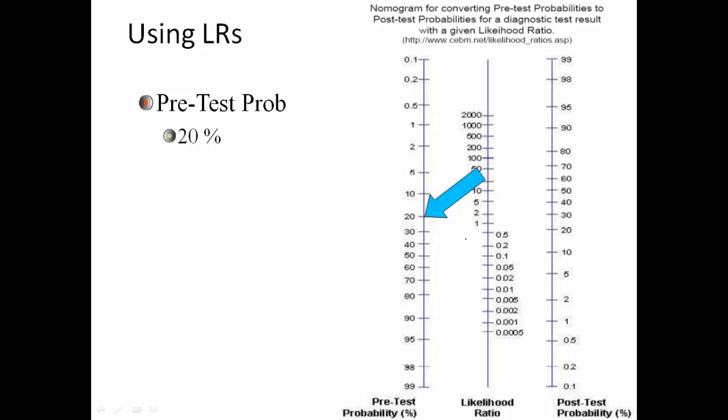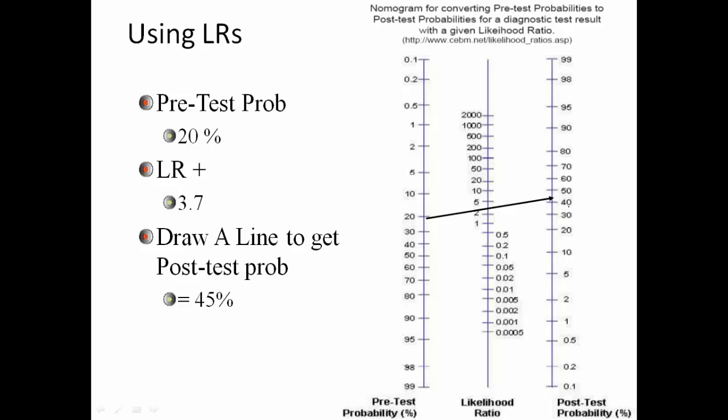A nomogram is basically like a slide rule. It helps us take a pretest probability, gives us ranges for a likelihood ratio, and gives us a post-test probability. So if we say the pretest probability is 20%, and the likelihood ratio is somewhere around 3.7, we draw a line between those, and we hit a post-test probability. This is just a way of doing that fancy math without actually doing the calculations. We get a post-test probability around 43, 45, somewhere around there. So that's what this Fagan nomogram, F-A-G-A-N, is for.